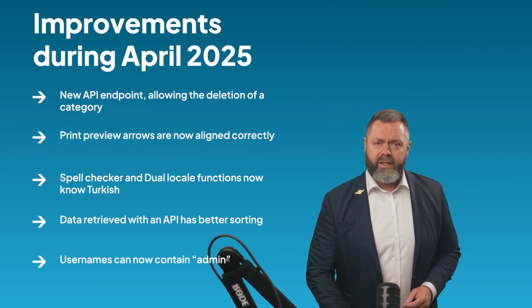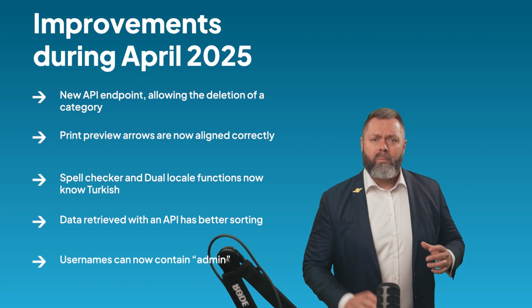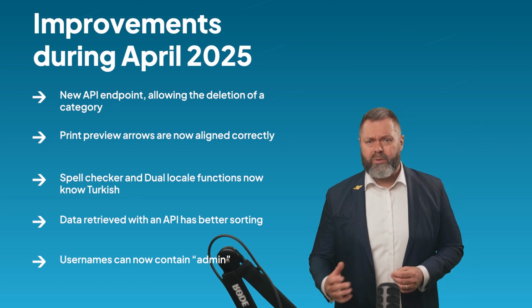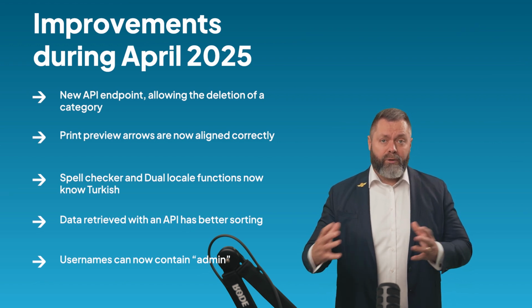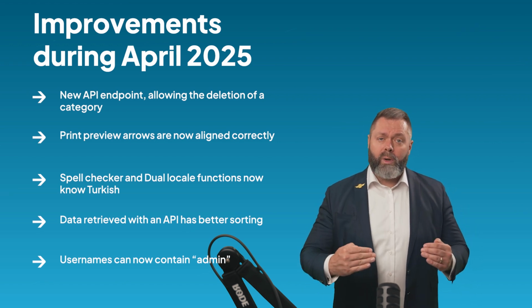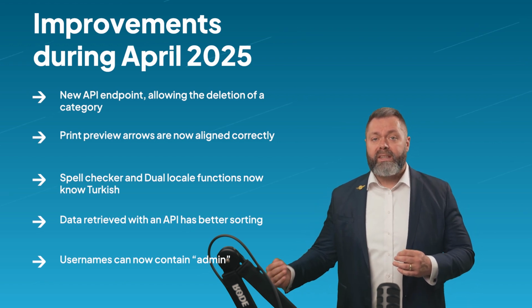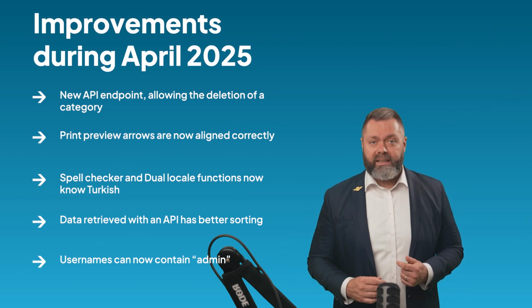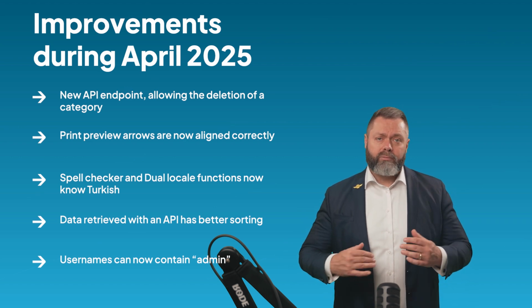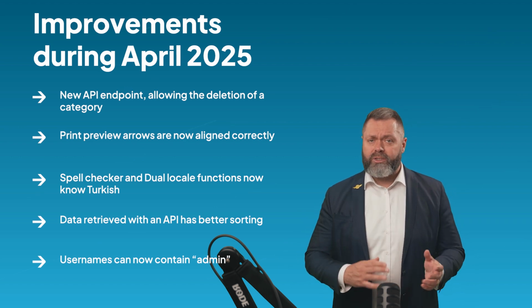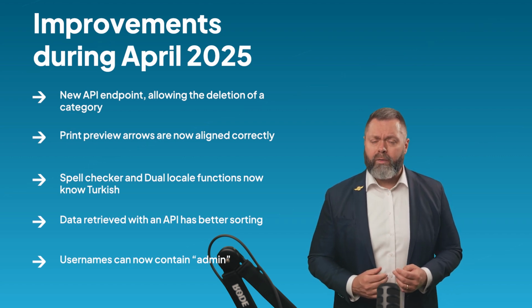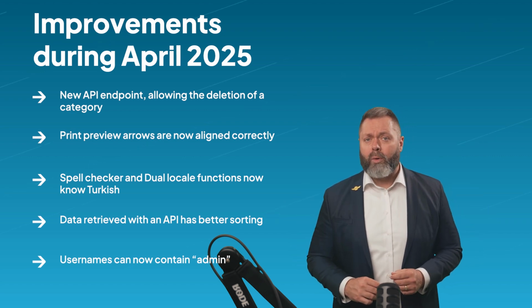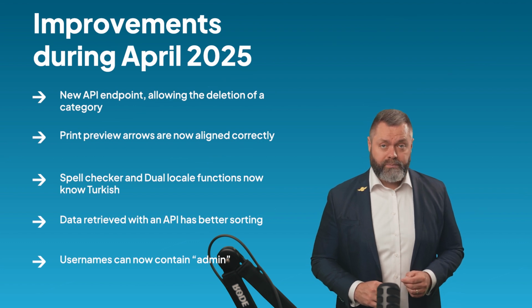Furthermore, data retrieved with an API will now much better match the sorting that is presented in web manuals. This means that beforehand, what you saw in web manuals would not always be in the same order as you got it in the API. So we have updated the way that it sorts, so it sorts the same way as you see in web manuals, and this allows for a better overview when you're looking at both of your data sources.